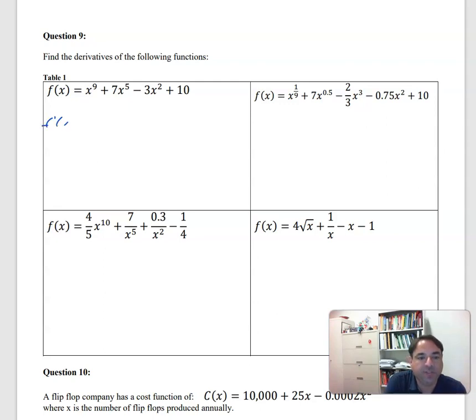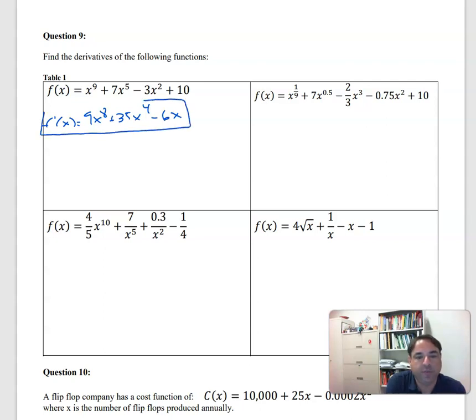So the first one is going to be the derivative of x to the 9. The 9 goes to the front, subtract 1, you get 8. The derivative of the second one, 5 times 7 is 35. Subtract 1, 5 minus 1 is 4. And then the next one, minus 2 times 3 is 6. 2 minus 1 is x. And then the derivative of 10 is 0.